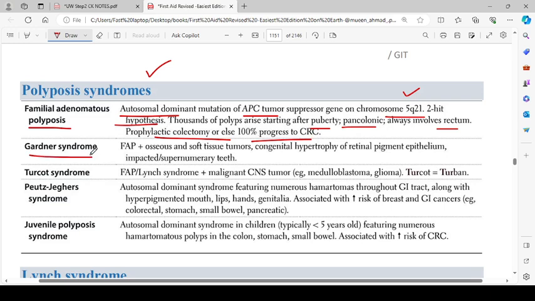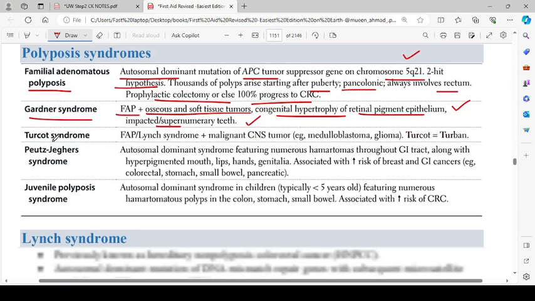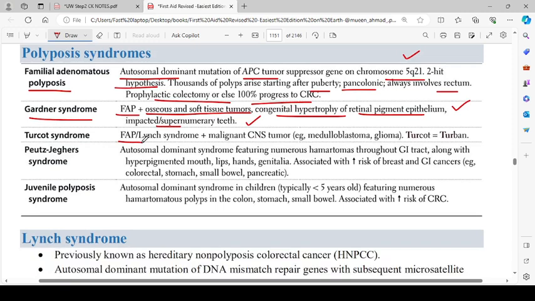Then is the Gardner syndrome. So Gardner syndrome is familial adenomatous polyposis with osseous and soft tissue tumors, congenital hypertrophy of retinal pigment epithelium, and impacted supernumerary teeth. Turcot syndrome means familial adenomatous polyposis or Lynch syndrome with malignant CNS tumors like medulloblastoma and glioma. So Turcot is for the turban. Turban is a head dress. So Turcot syndrome can cause CNS tumors.